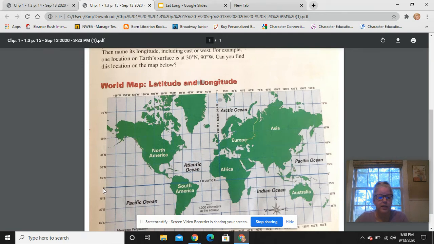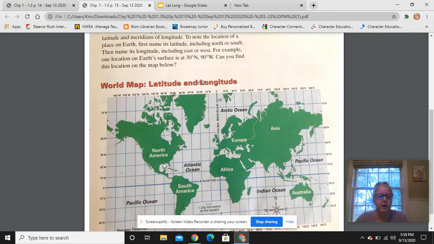So let's go over here. 30 degrees north is this line. Let's go up here. 90 degrees west is this line. That location is going to be right about here. Okay, right about where my little pointer is. It looks like it's right on the Gulf of Mexico, maybe Louisiana.